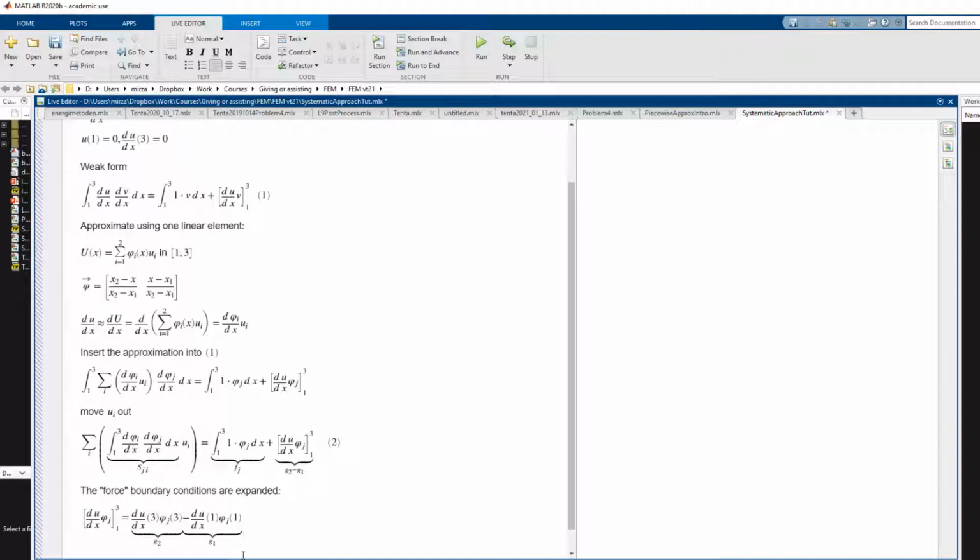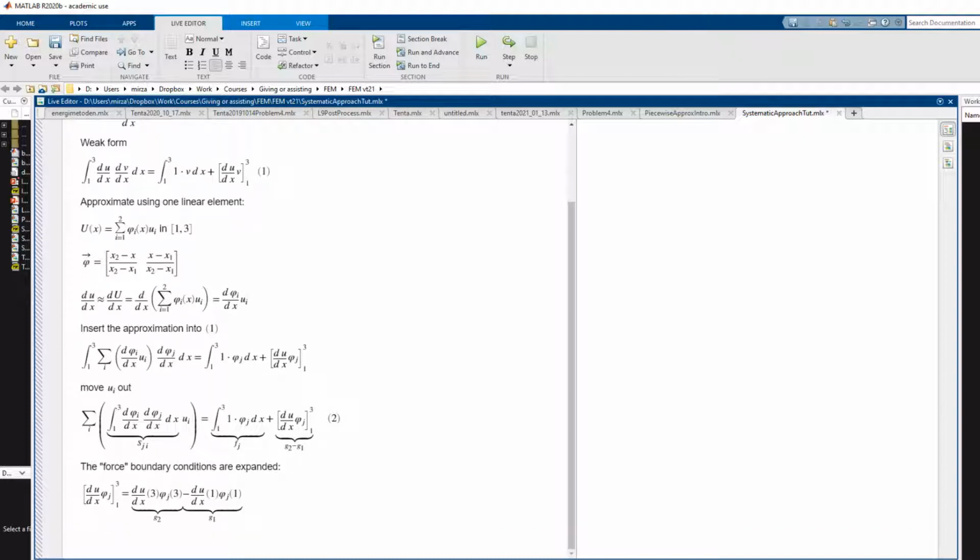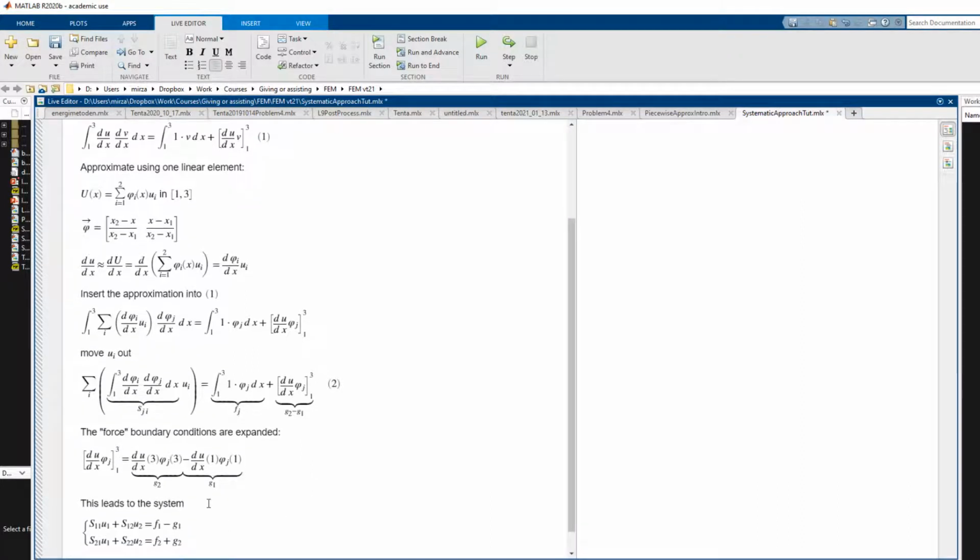Okay, so this business here will of course lead to a system of equations. So we will get this. This matrix here, if we do the summation, will give S11 times U1 plus S12 times U2 equal to F1 minus G1, right? Minus because there's a minus sign there. And then the other one will be S21 times U1 plus S22 times U2 equal to F2 plus G2, right? This thing is positive.